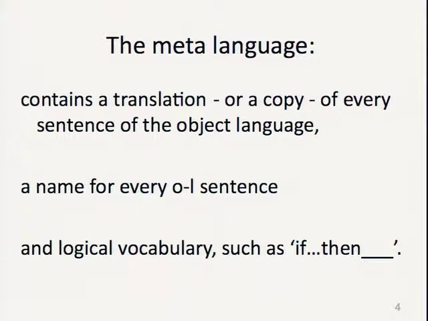All right, so far? Okay. So you're going to have in your metalanguage a translation or a copy of every sentence of your object language. It's also going to have a name for every sentence of your object language. You want to be able to talk about your object language, right? So you want to be able to designate every sentence in it.